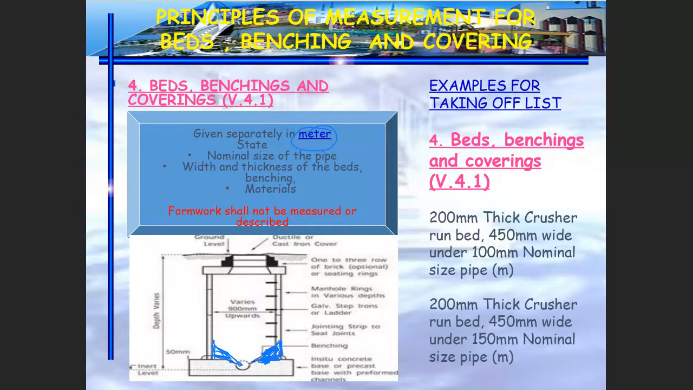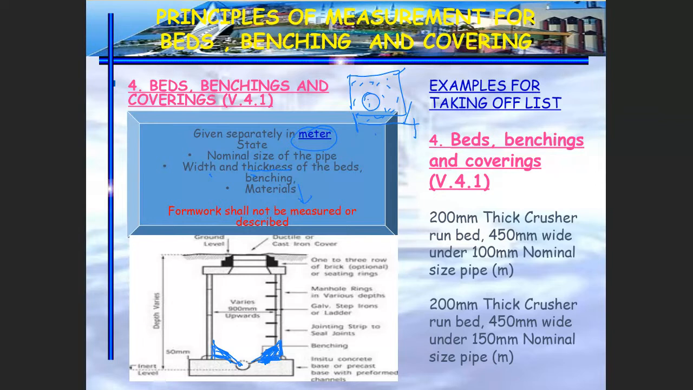You have to state the nominal size of the pipe to be laid. Okay, and then what is the width and what is the thickness. So in your case, let's say you are given something like this. This is your pipe. What is the width that can be scaled? I think it's given as 450. And then what is the total depth? Okay, so width and depth or the thickness must be stated. And what is the material used for the covering or beds or benching? Okay, look at the last statement. Formwork shall not be measured or described, because formwork shall be deemed included. So you don't have to state it and you don't have to measure it separately.